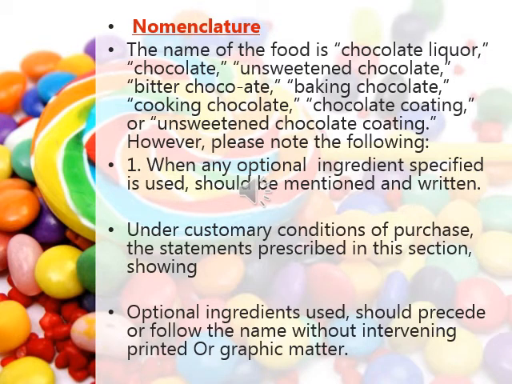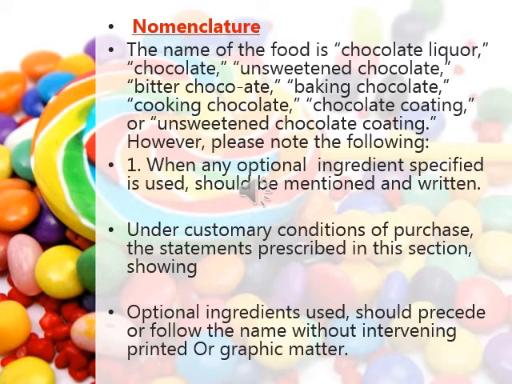Nomenclature. The name of the food is chocolate liquor, chocolate, unsweetened chocolate, bitter chocolate, baking chocolate, or cooking chocolate. Also, there is chocolate coating or unsweetened chocolate coating. However, please note the following. Number 1. When any optional ingredient specified is used, it should be mentioned and written.